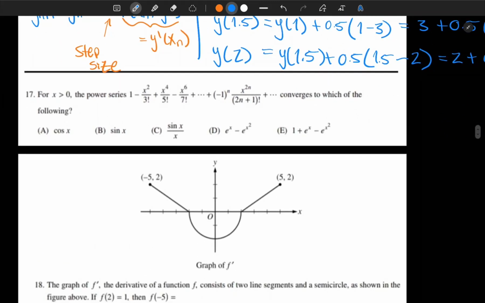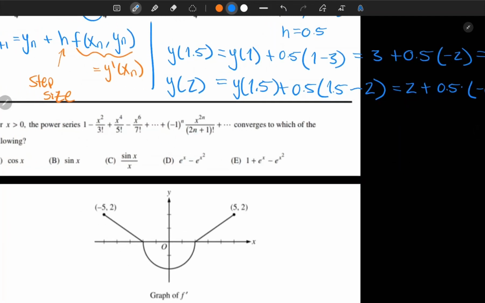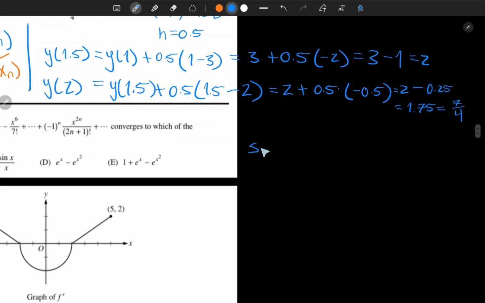Next, for x greater than 0, the power series 1 minus x squared over 3 factorial plus all of this converges to which of the following? Well, let's consider the first three terms. You should automatically see that this power series looks very similar to a trigonometric power series, because we know that sine of x is, for a generic n, equal to the sum from n equals 1 to infinity of x to the 2n plus 1 over 2n plus 1 factorial times negative 1 to the n.